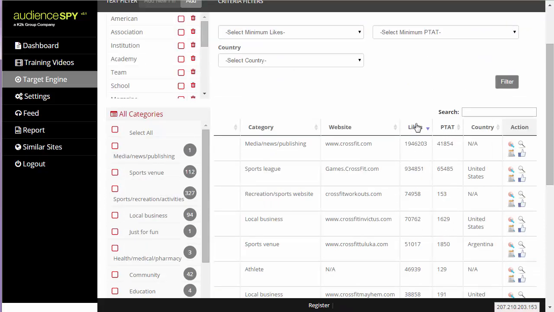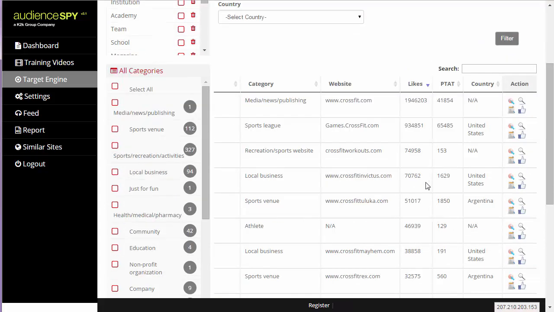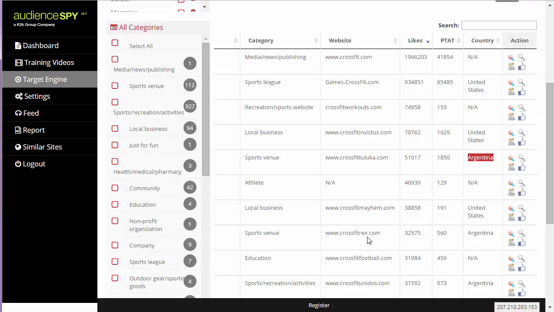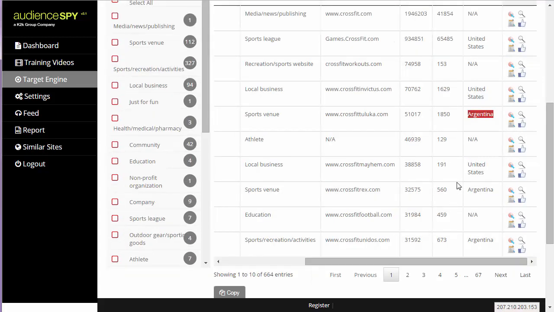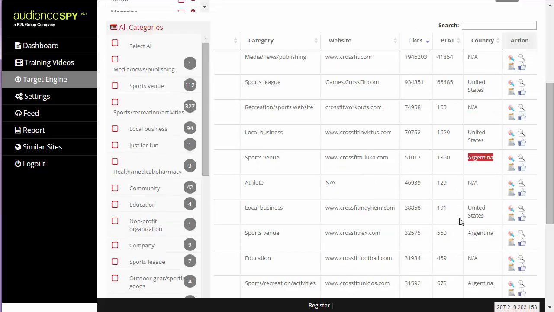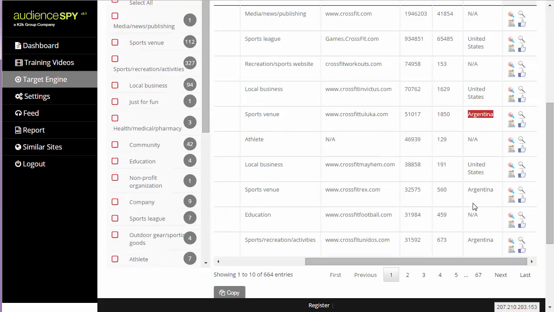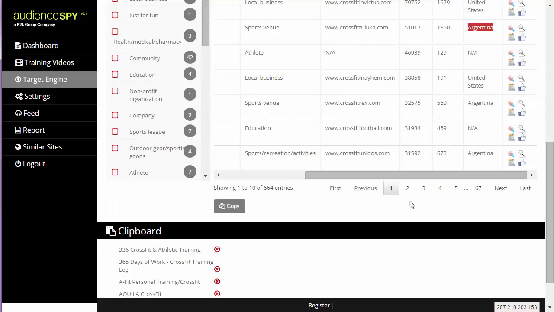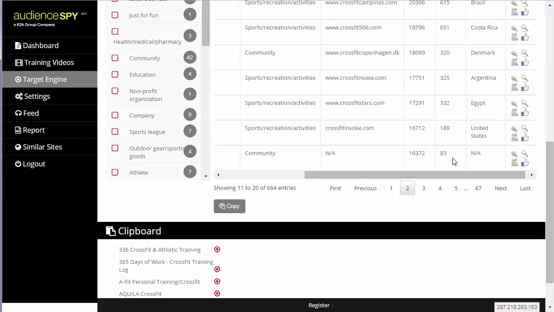So instead of searching by likes, which are going to give us the top results, and that one there looks pretty good, but it's in a different country, so we know not to do that one. That one's not bad. That's in Argentina, so I won't do that one either. And that one's Argentina as well. So there are other pages. I won't go through them all. I'll just do one more page just to see.